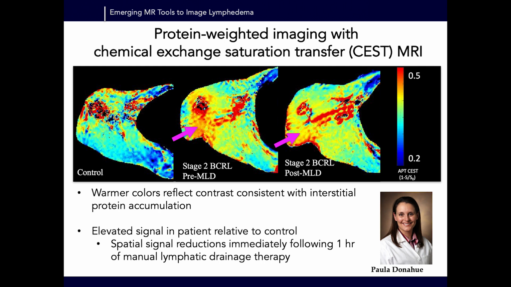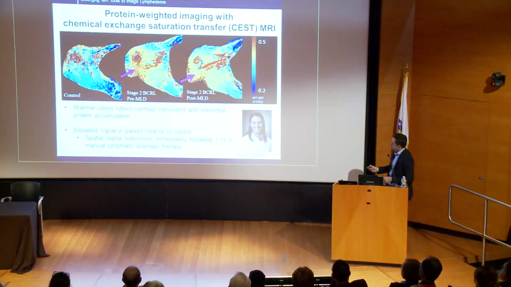So what we do here is we look at a patient before, stage 2, before MLD. We scan them, and then they go in and they get a 1-hour MLD session by a physical therapist. And then you scan them again, and you can see that there's sort of evidence of this CEST contrast, or this protein contrast changing immediately after MLD.